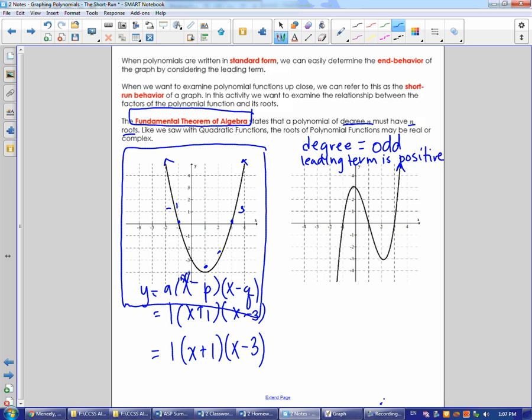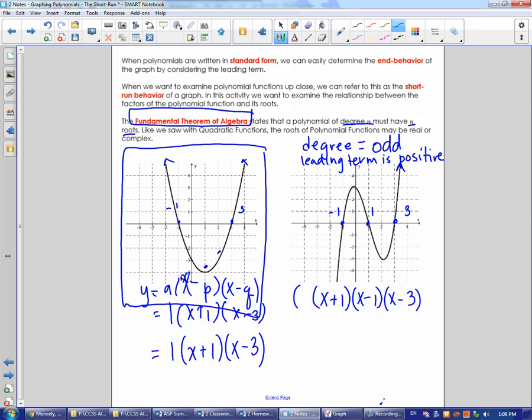If we take that a little bit further and start looking at the x-intercepts, I can see that I have an x-intercept at -1, an x-intercept at +1, and an x-intercept at 3. So if I wanted to write this polynomial in factored form, I'm going to do the same thing that I did with quadratics. That x-intercept at -1 is going to correspond to a factor of x plus 1. And the x-intercept of +1 is going to correspond to a factor of x minus 1. And the x-intercept of 3 is going to be x minus 3.